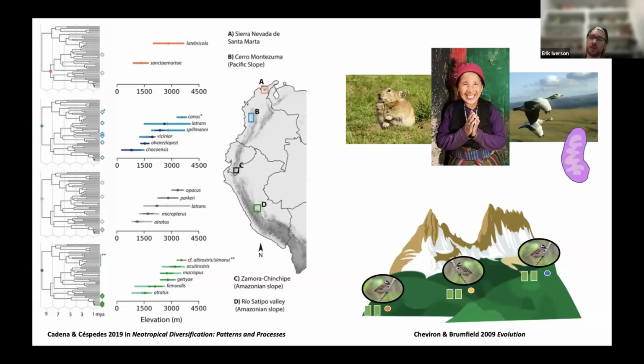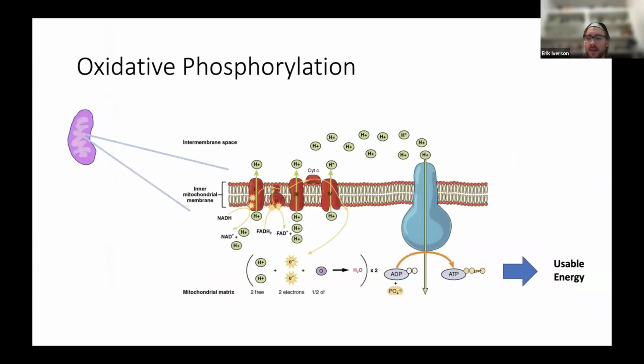And this relates to a lot of work that has happened in both humans and other animals, showing that mitochondrial proteins and mitochondrial processes are really important for adaptation to different elevations due to their role in metabolism and regulating adaptation to different temperatures and oxygen levels. So what's going on inside the mitochondria?